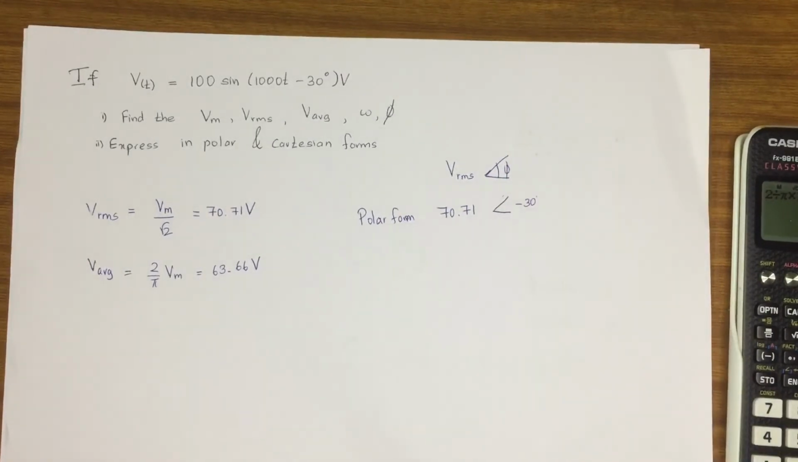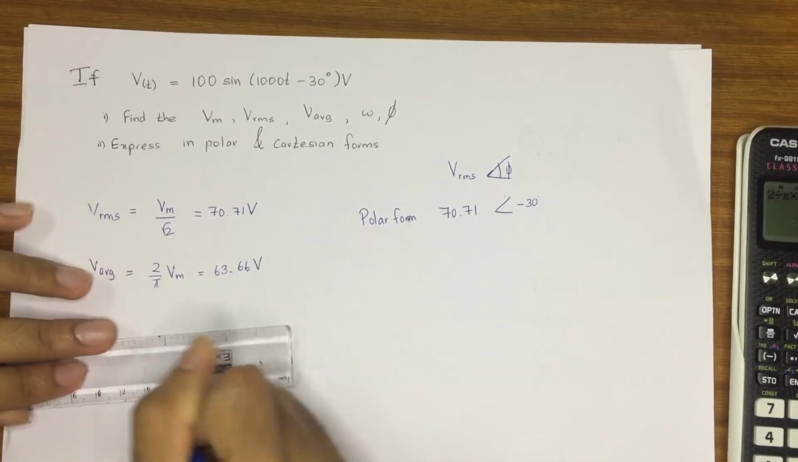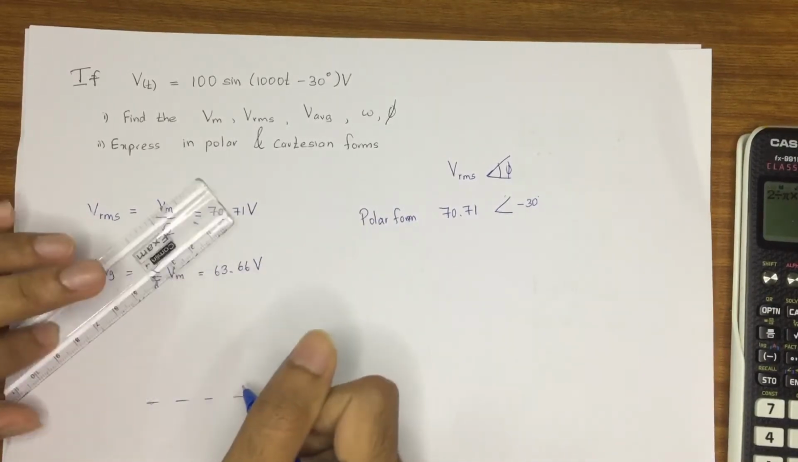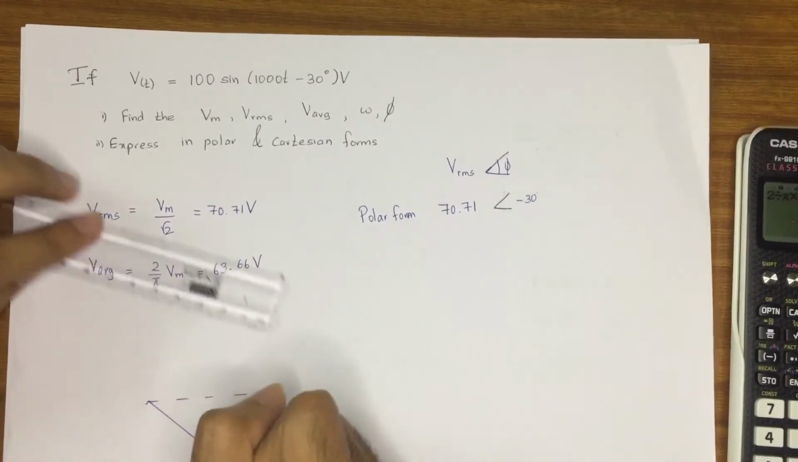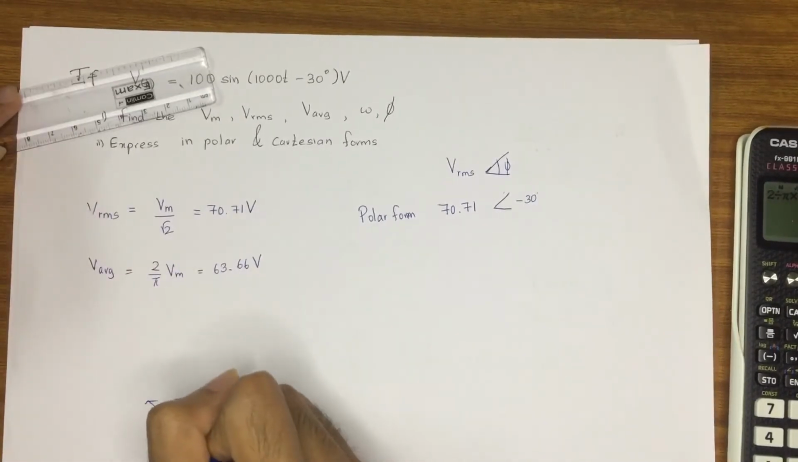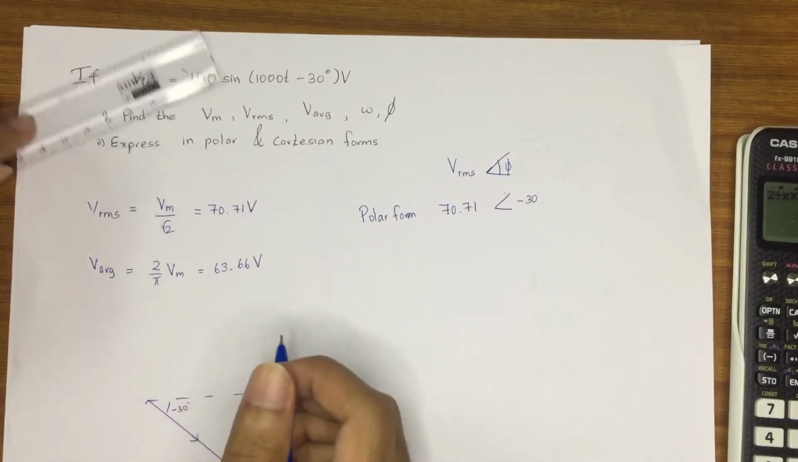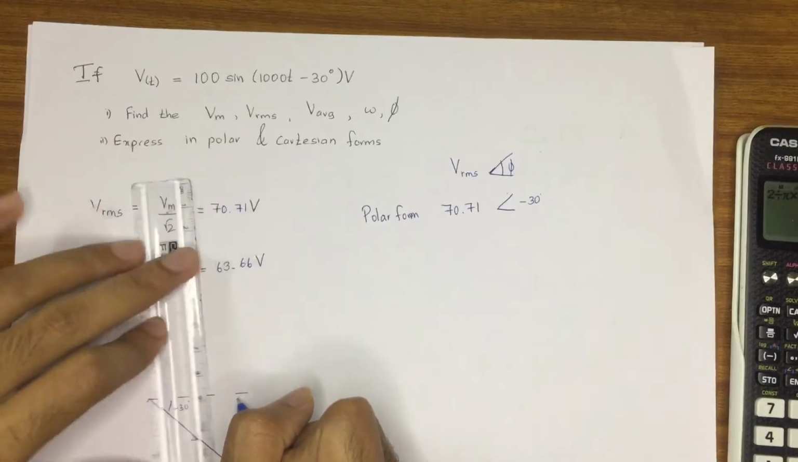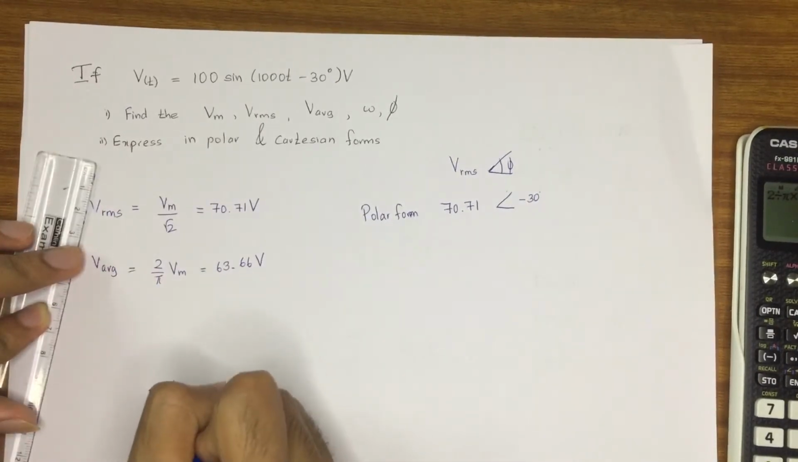From this polar form we can directly derive the Cartesian form. Let's draw the phasor diagram here. It's going to be minus 30, so you need to draw it like this. When you consider the ax and ay here, let's say this is going to be the ax.